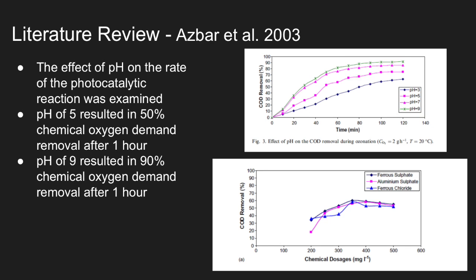In the study by Asbar et al., the effect of pH was examined on the chemical oxygen demand removal in the water, or the effect that pH had on decreasing the amount of contaminants in the water. It was found that higher pH values resulted in a faster photocatalytic reaction and more removal of the contaminants in the water sources. The purpose of this study is to break down inorganic and organic contaminants in water with photocatalytic treatment and result with clean sources of water.